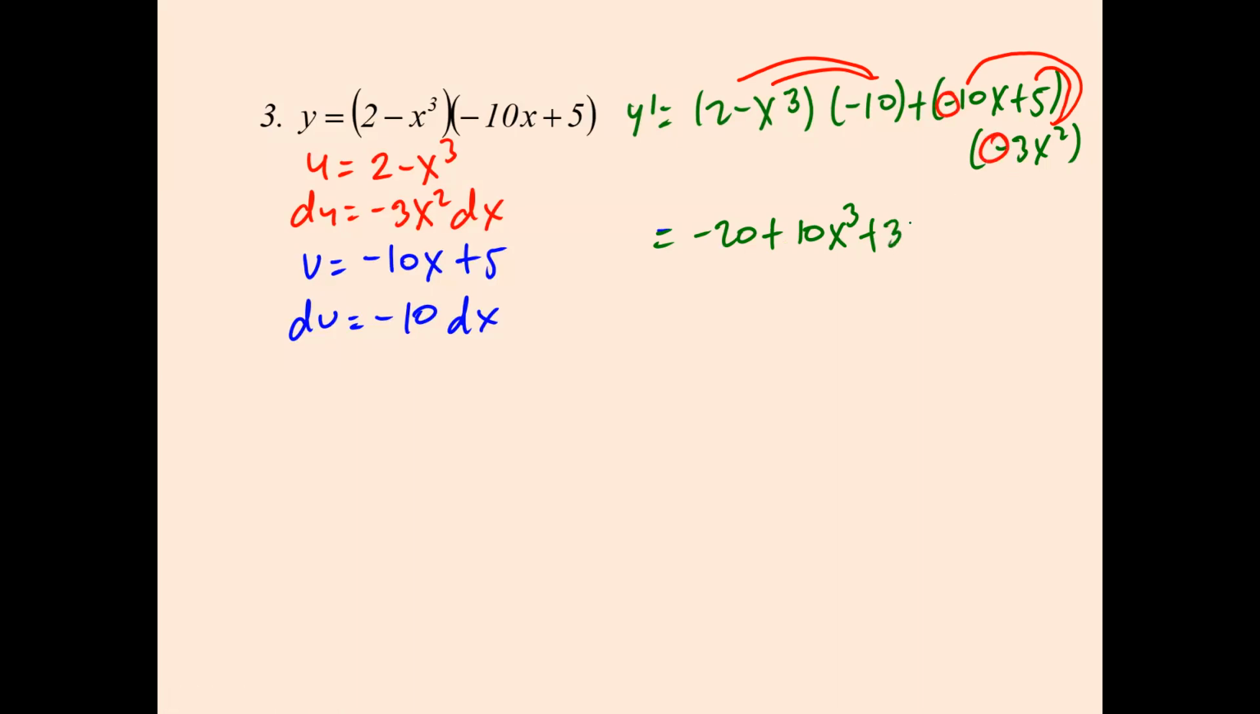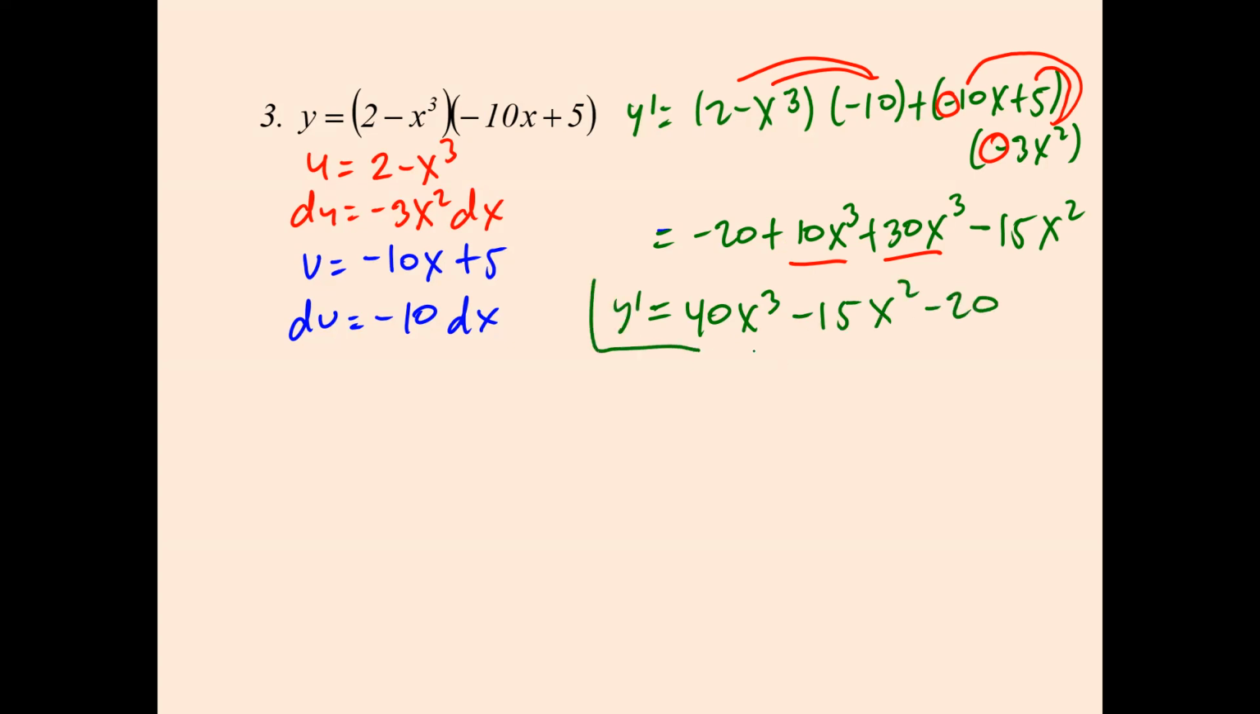So 30x raised to 3 minus 15x squared. Okay, meron tayo ditong 10x cube at 30x cube. So meron tayong 40x cubed minus 15x squared minus 20 as our final answer.